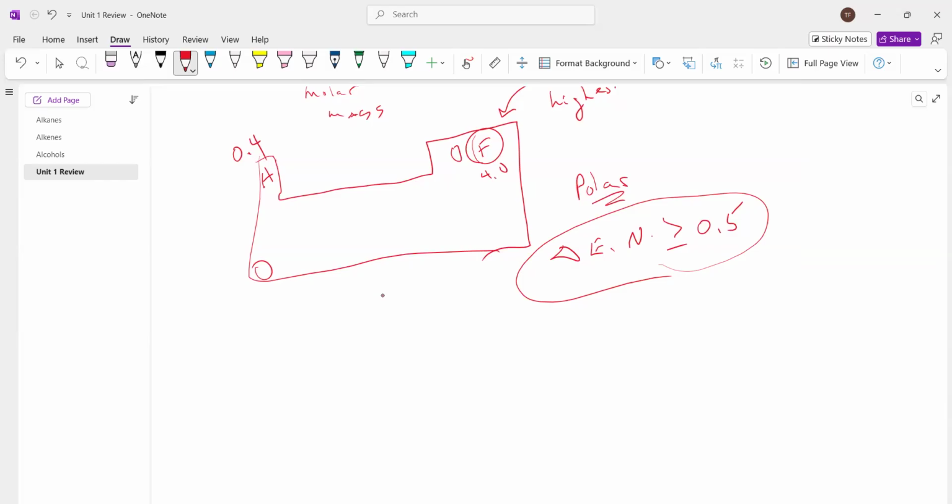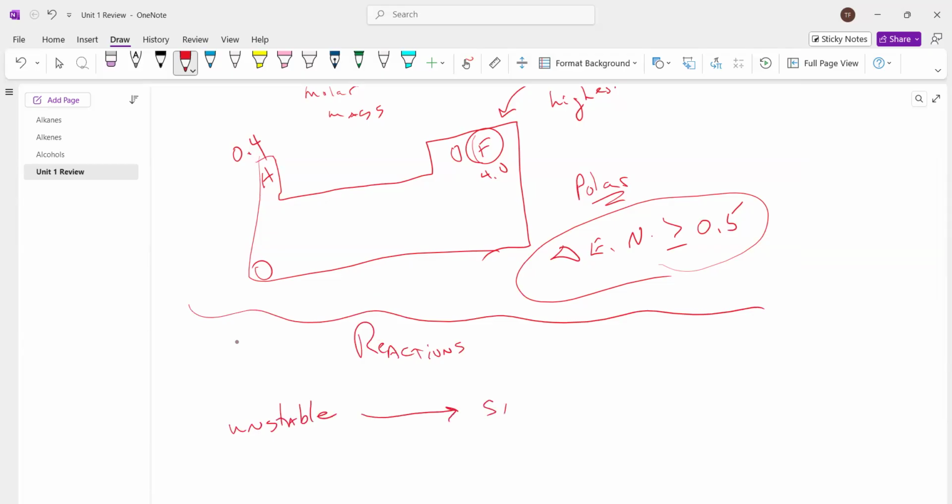Professor, can we go over reactions that include heat? Okay. If something goes from unstable to stable, it gives off heat. For example, combustion. We burn gasoline, and what happens? It forms carbon dioxide and water and a lot of heat.